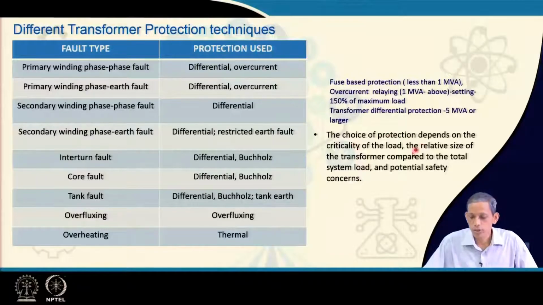The choice of protection depends on the criticality of the load being fed through this transformer, the relative size of the transformer compared to the total system load, and the potential safety concerns which I have already discussed in the earlier slide. These are all related to the economic perspective also, and that is an important point in deciding which protection scheme is to be applied.